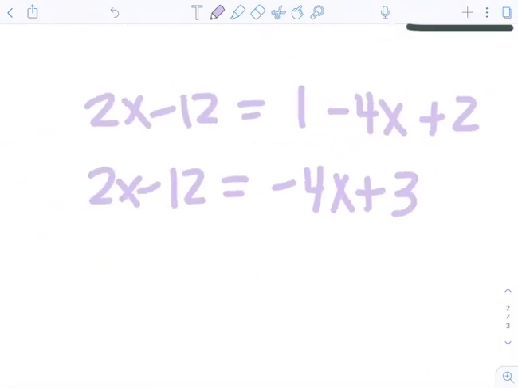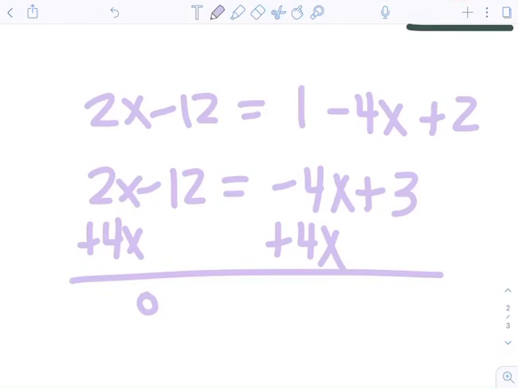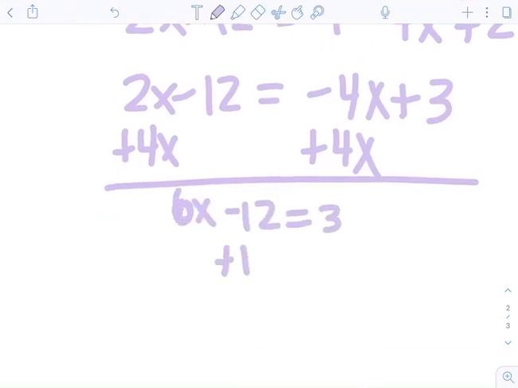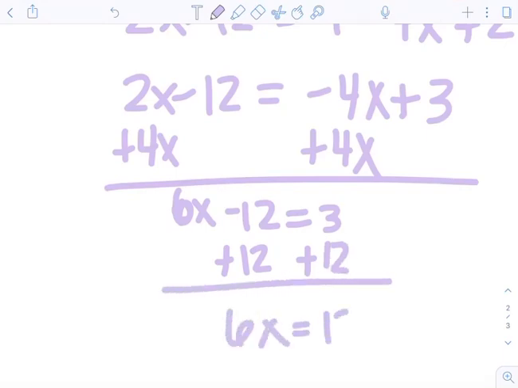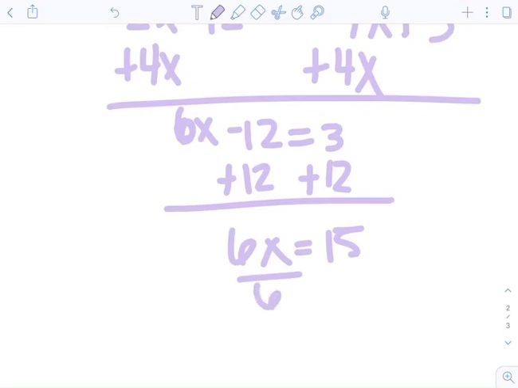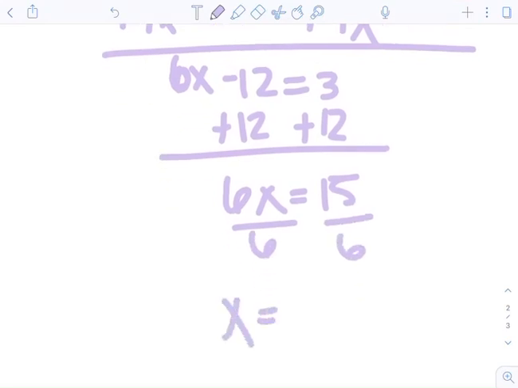Solve for x. I don't need to get this set equal to 0 because there is no x squared. You're solving this like a normal equation. X is on one side, numbers on the other. So I'm going to bring over this 4x. So I get 6x minus 12 equals 3. Bring over the 12. Divide by 6. So x equals, and we can simplify that by dividing both by 3, so 5/2.